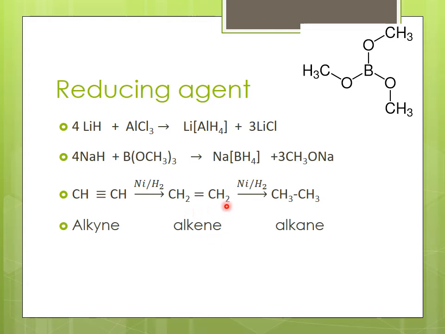When this ethene is further treated with nickel and hydrogen, 2 more hydrogens get added. You get the product called ethane. So this is ethyne, Y-N-E, this is ethene, E-N-E, and this is ethane, A-N-E, with a single bond. So the unsaturated compound is converted into a saturated compound here. This hydrogen is acting as a reducing agent.